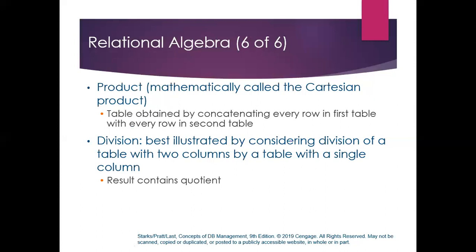Division is best illustrated by considering the division of a table with two columns by a table with a single column. The result of the division, which is also known as the quotient, is a new table with a single column.